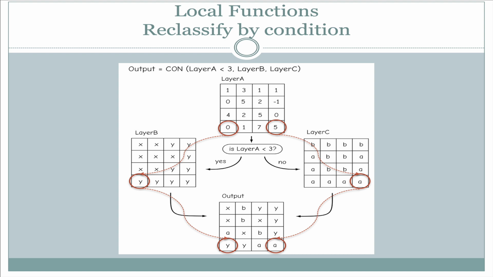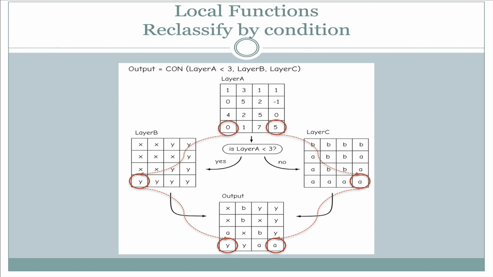That is true, yes. So then we would go to layer B. We would grab that value from the layer B table, which is Y, and we would put that Y into the output table on the bottom. In the example in layer A of the 5 in the lower right-hand corner, 5 is not less than 3, so we would go to layer C, since our answer is no, and that value there is A, so we would take that A and we would put the A in the output table.